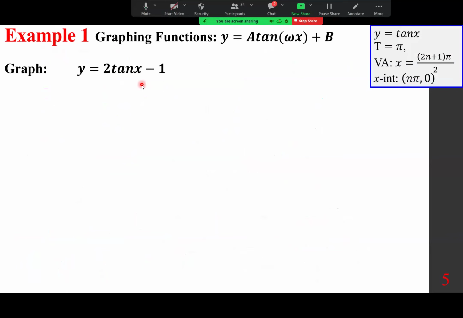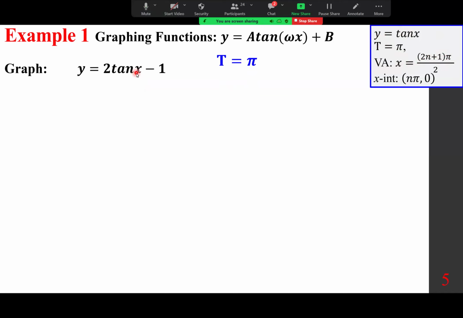Y equals 2 tan x minus 1. We are writing that for the basic tan function, the period is pi. The vertical asymptote is x equals (2n + 1) times pi over 2. The x-intercept is at (n pi, 0). So the period is pi because this is tan x. That's not changing.